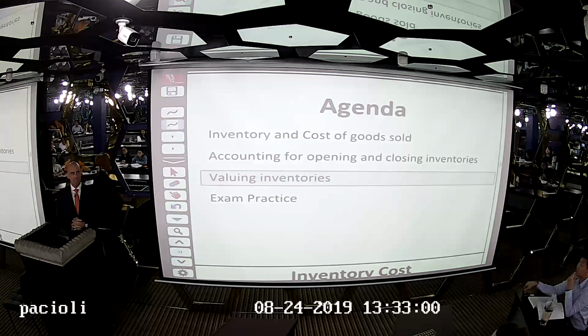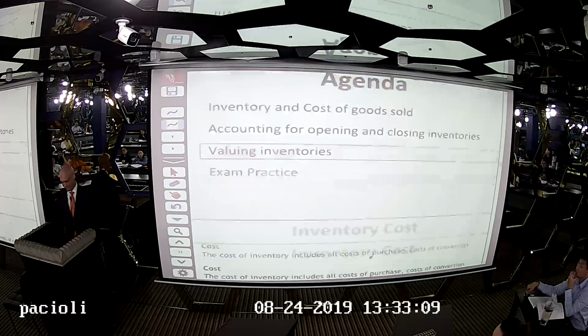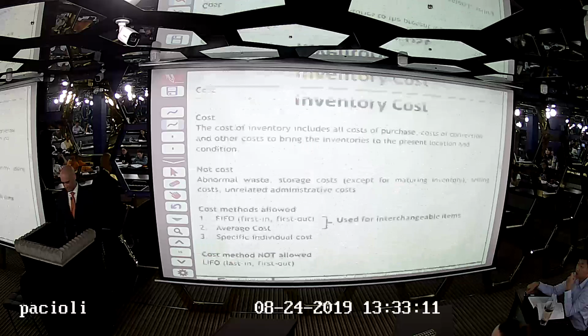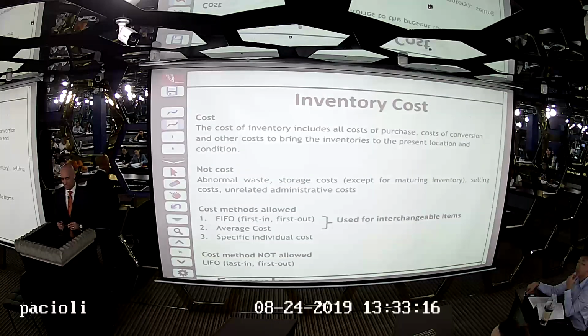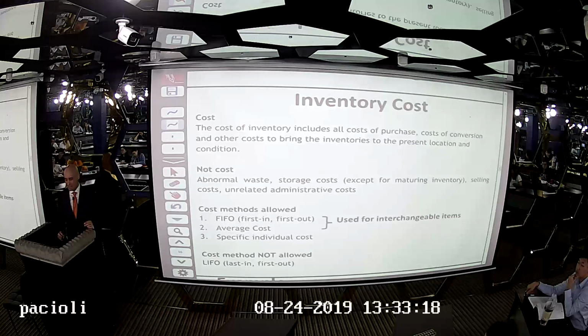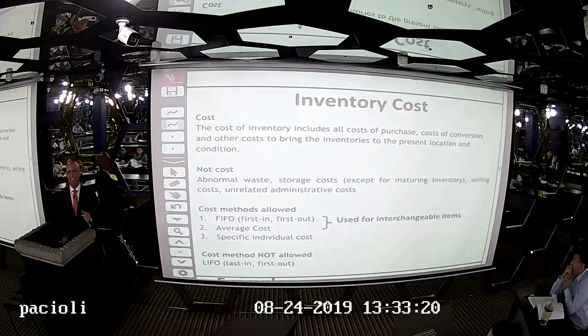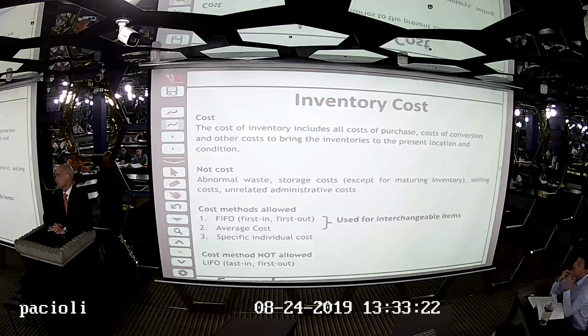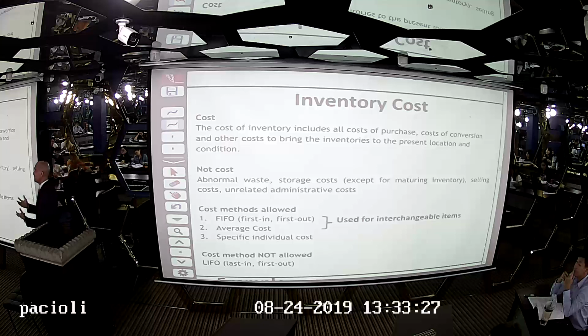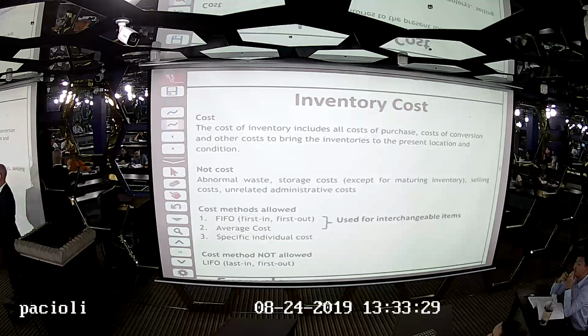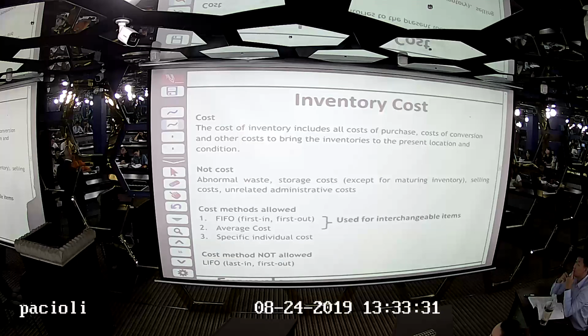On your exam, you need to be able to calculate the cost of inventory using FIFO or average cost. You should also know what is the cost of inventory. The cost of inventory, it's really simple. The cost of inventory is all the cost that you need to make the inventory. That's the cost of inventory. All the cost to make the inventory.